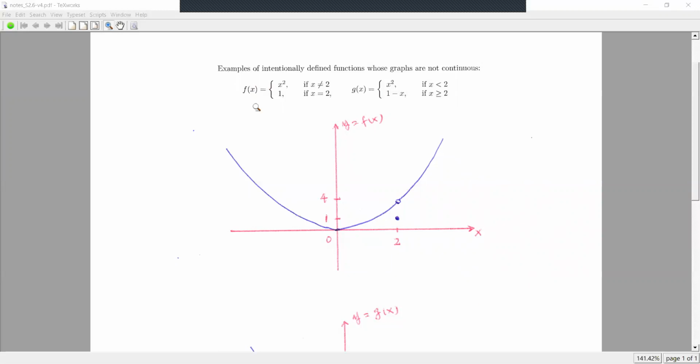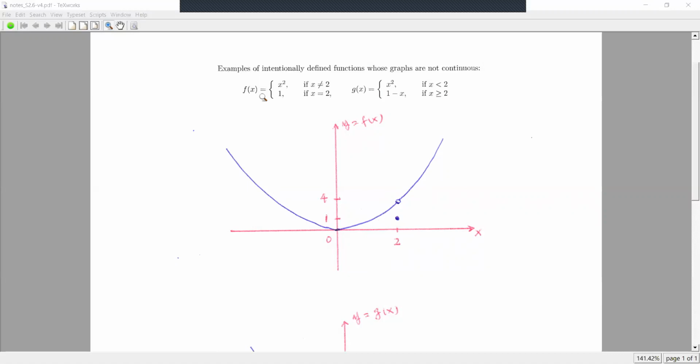This is the graph of function f. The parabola is the graph of x squared. The parabola is continuous everywhere. Now, at x is 2, I intentionally shift this point on the parabola down to 1 to make the parabola not continuous at 2. So this function f, the domain is from negative infinity to positive infinity.